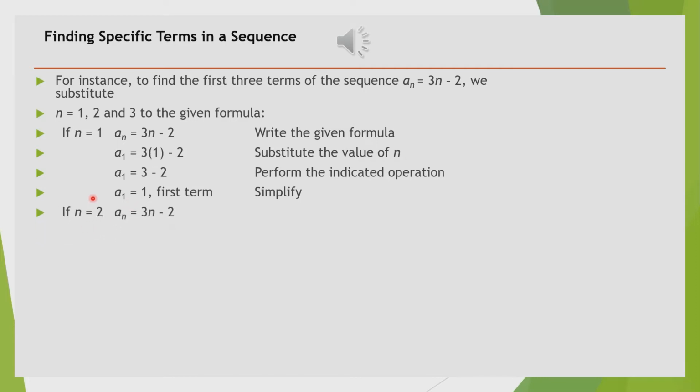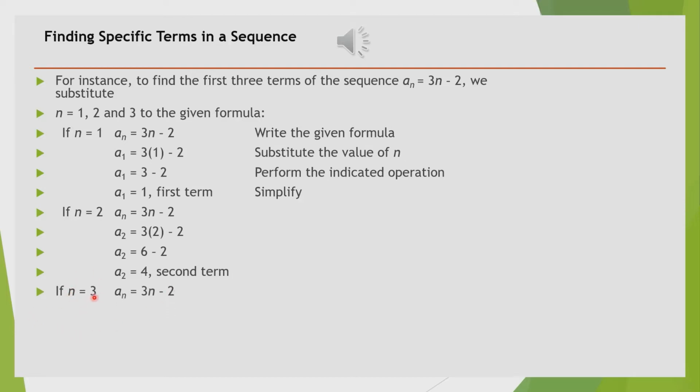Now, if n is 2, it is the second term of the sequence. Again, do the same process here like we did in the first one. So, a sub 2 now becomes 3 times 2. We substituted the value of n here, which is 2, and then minus 2. So, we have 6 minus 2, or a sub 2 is 4. Therefore, our second term is 4.